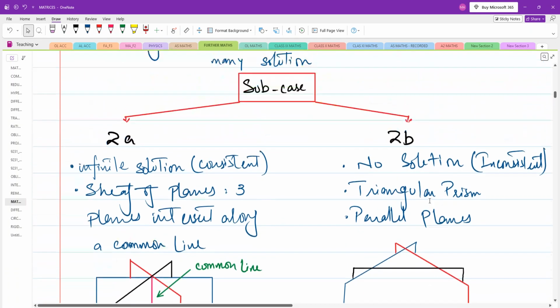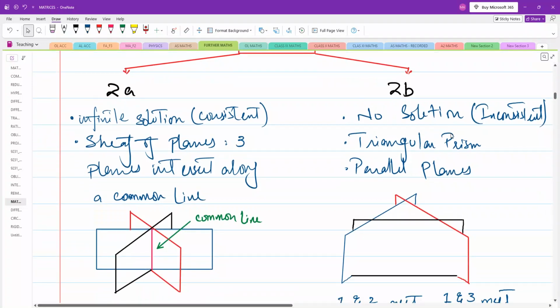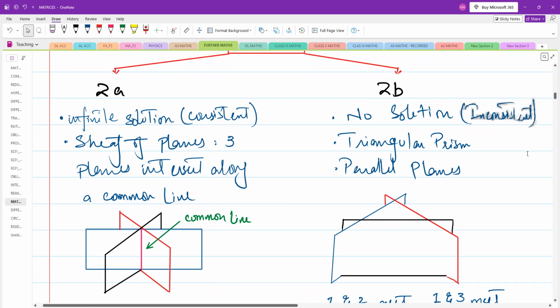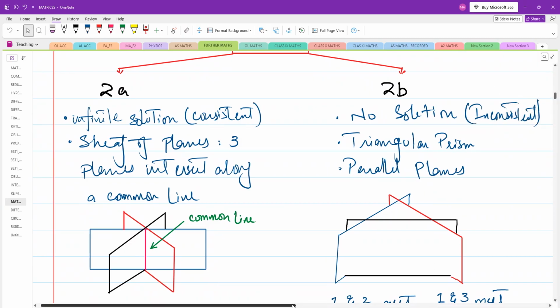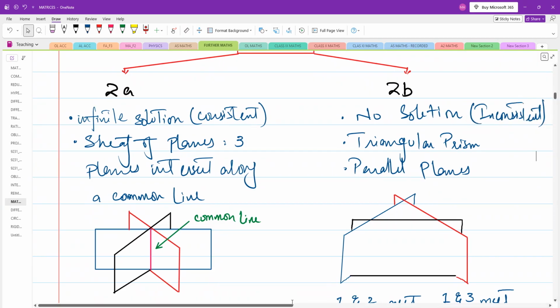Moving onwards, when we have subcase 2b, meaning there is no solution, the system is known as inconsistent. Because there is no solution. For a consistent system, there needs to be one or more solutions. The geometrical representation could be either of these two: either a triangular prism or parallel planes.